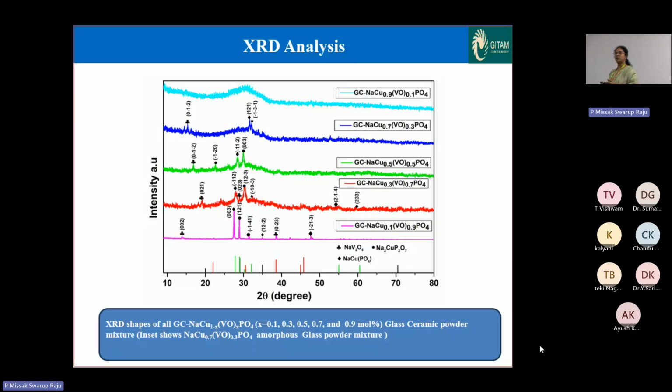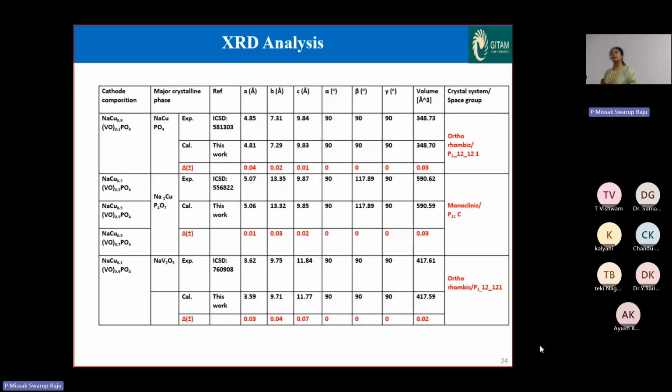There are pure and impure phases. Some of the impure phases are sodium NaV2, and the remaining are pure phases. From these pure phases, the peaks also appear. From this, I can identify which type of structure appears in the copper cathode by taking the different a, b, c and alpha, beta, gamma values. Two types of crystal structures appear here: one is the orthorhombic structure and the second is the monoclinic structure.